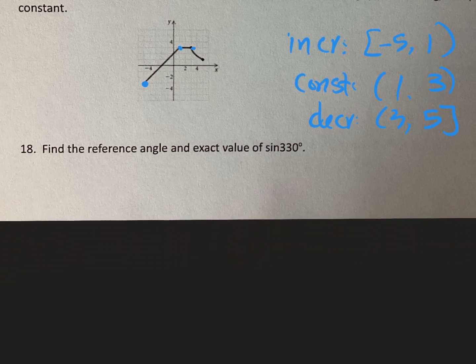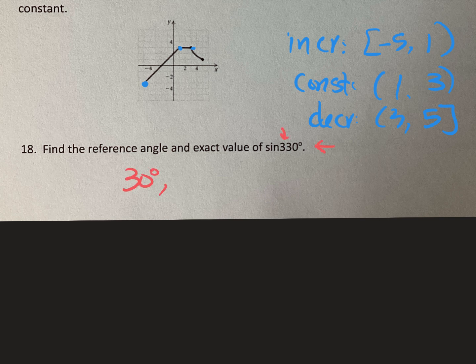And the last one. We did this earlier in the test, except we did it with radians. So quick review on if we have one with degrees. Find the reference angle. How far is 330 away from the x-axis? It is 30 degrees. That's the first answer. And then what's sine of 30? You can use your circle. Sine of 30 is 1/2.